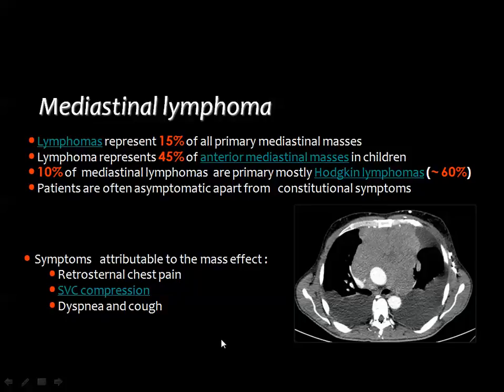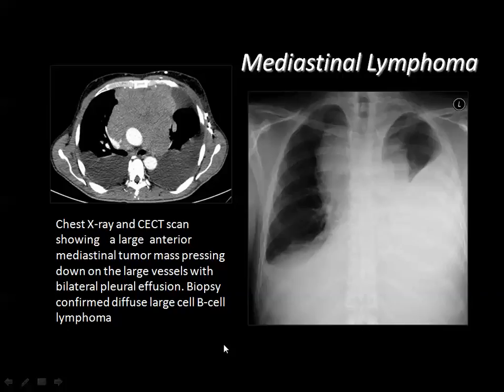In this CT image, you see a bulky soft tissue mass in the anterior mediastinum displacing the aorta posteriorly, associated with bilateral pleural effusion, and this was mediastinal lymphoma. In the chest X-ray, you see bilateral pleural effusion, more on the left side. You see broadening of the mediastinal shadow, suggestive of the presence of a mediastinal mass, possibly due to lymphadenopathy, and the CT scan showed the mass as well as the pleural effusion.